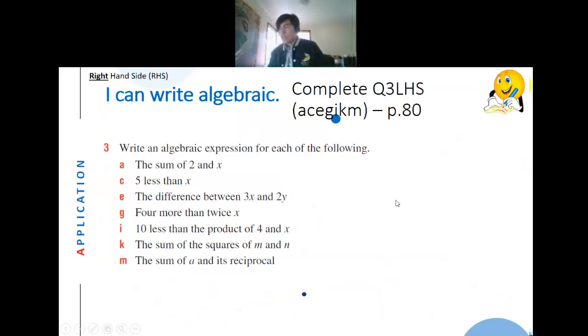So with that, I hope the example helps you answering question 3 here. So for question 3, we need to answer A, C, E, G, I, K, and M. Okay. Now just a mention of this one here, the sum of A and its reciprocal. So its reciprocal here, it means 1 divided by A or 1 over A. So the sum of A and 1 over A.